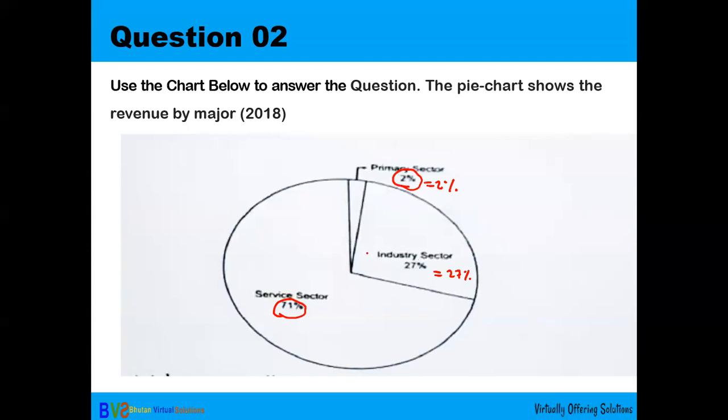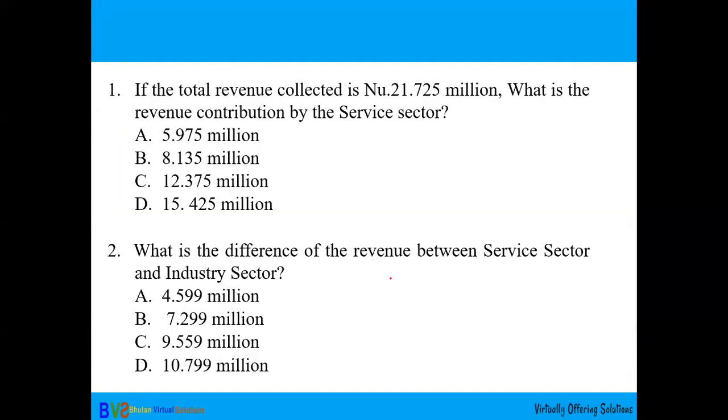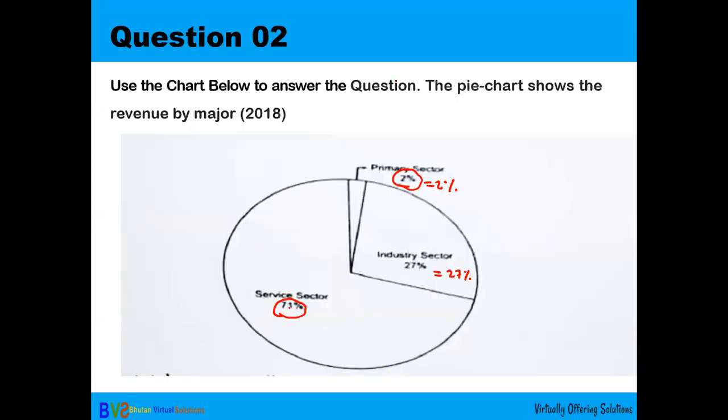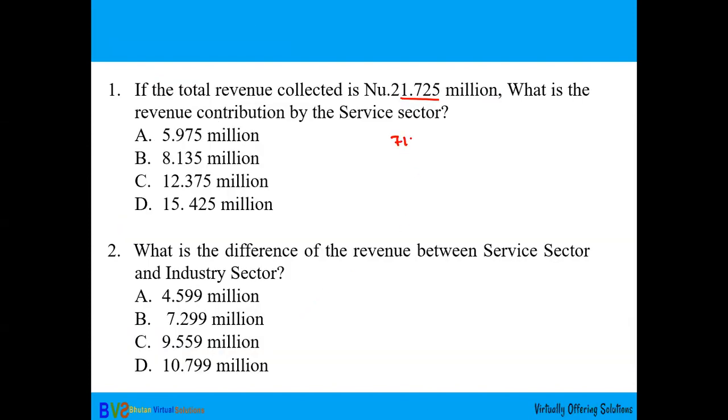Now the question. How to interpret the pie chart is very easy, alright? So let us see the question. If the total revenue collected is 21.725 million, what is the revenue contribution by the service sector? Now this is the total revenue collected. 71% of it is the service sector. So that means 71% of 21.725.